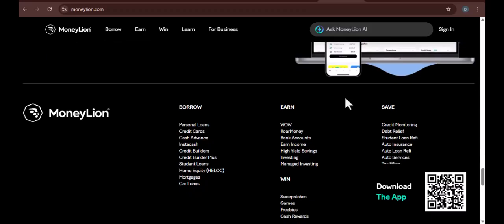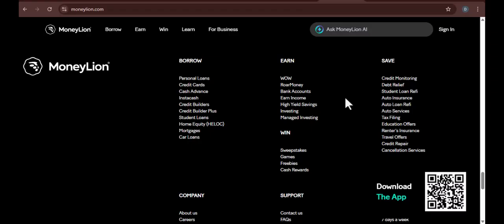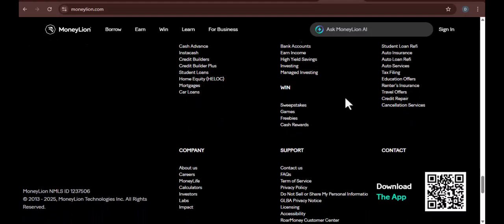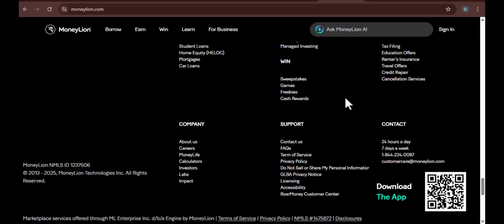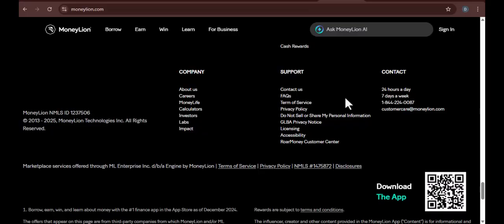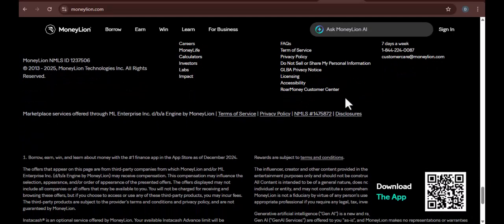Once you meet the basic requirements, your Instacash limit is determined. New users often start with a small amount. Over time, this limit can increase if you maintain steady income, avoid overdrafts, and repay advances on time. Responsible usage directly affects how much MoneyLion is willing to offer you.